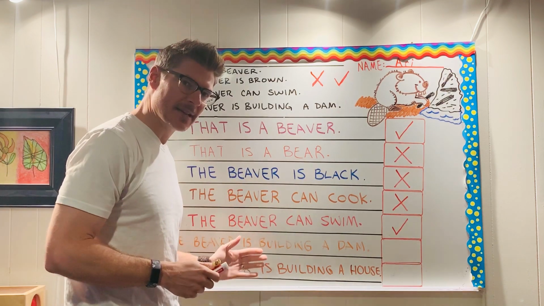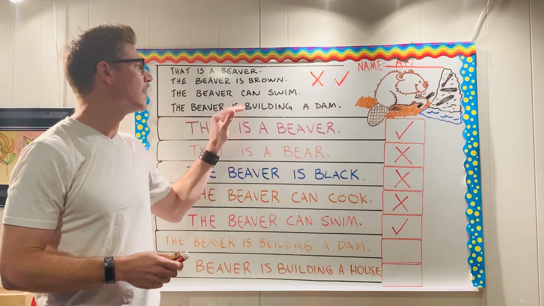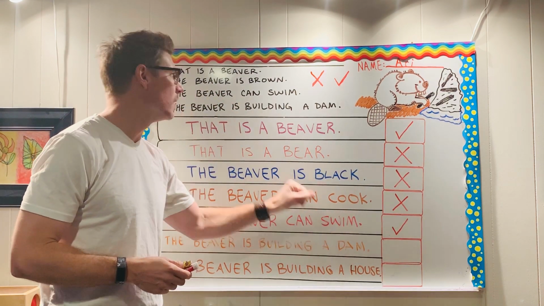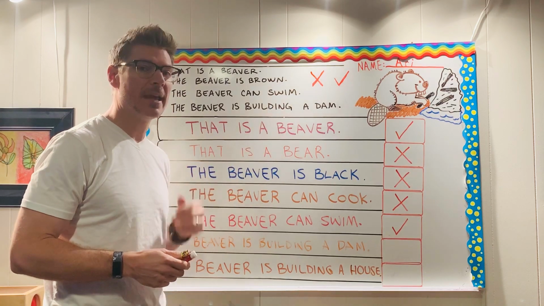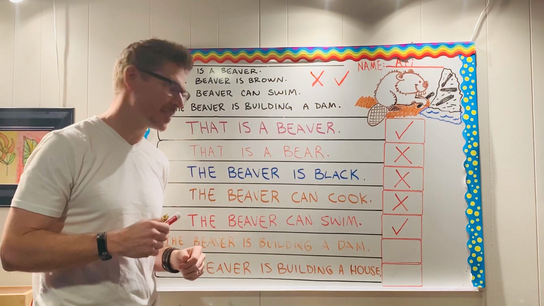If you get to one of these sentences and you're not quite sure if it happened, you can always use your eyes and look back at the story for a key word like swim, which can help you figure out or try to remember what happened in the story. Let's go to the next one.